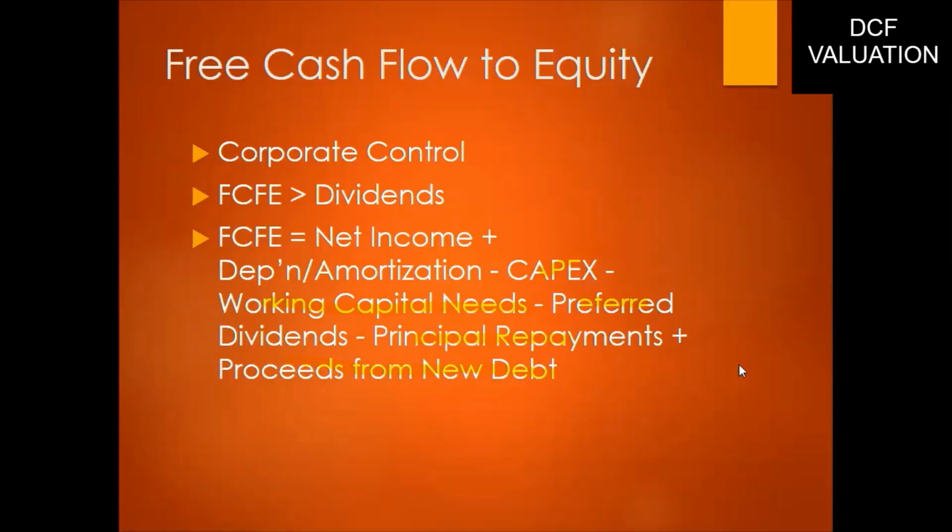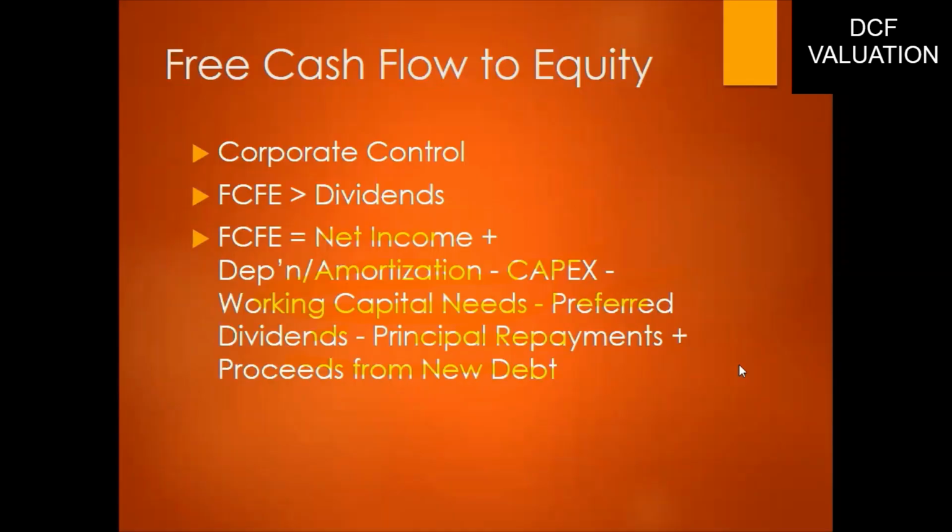So to get free cash flow to equity, if we have an estimate of net income, one, you add back depreciation and amortization because those are non-cash charges, to convert net income into a cash flow. And then we deduct funds set aside for the investment policies, CAPEX, and working capital needs. Then we deduct funds set aside for financing policies, preferred dividends, and principal repayments. But we can add proceeds from new debt because that is now available to the common shareholder.